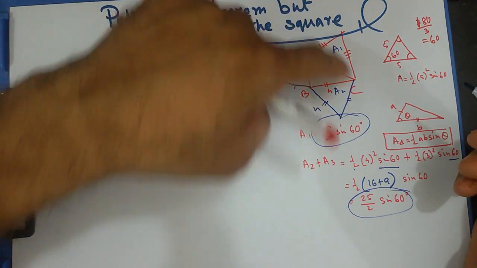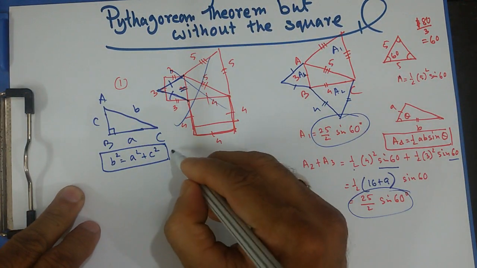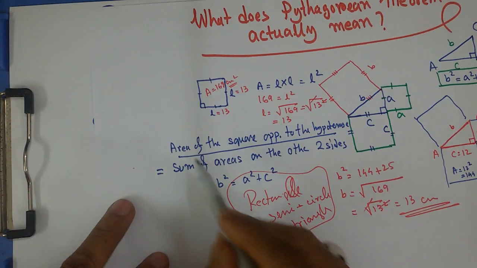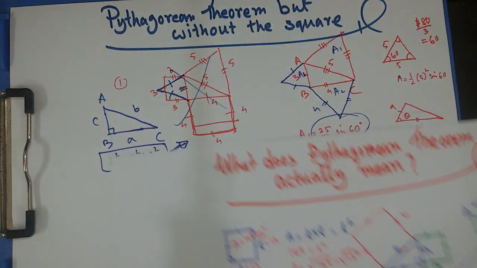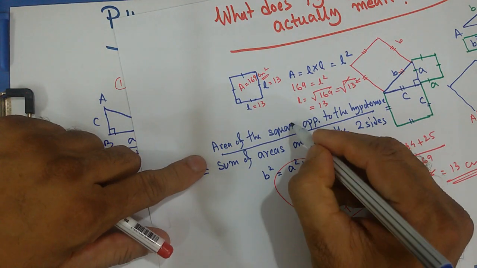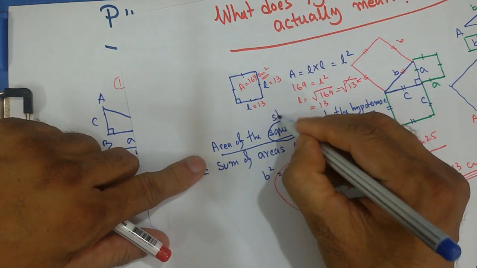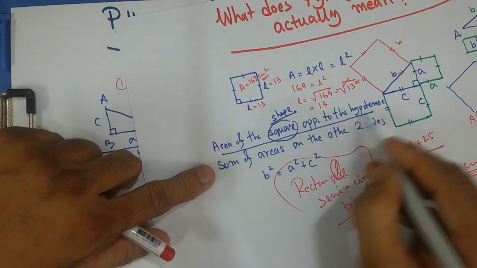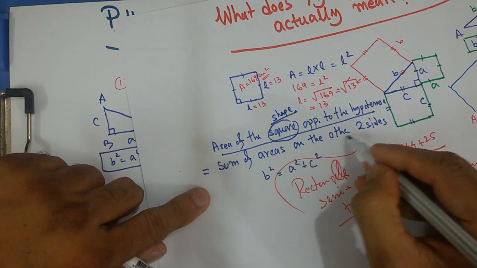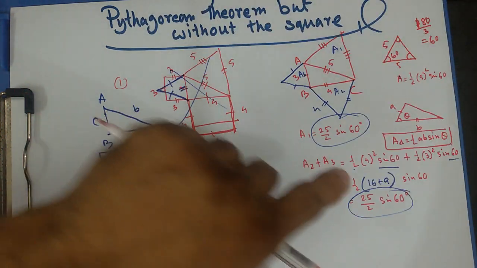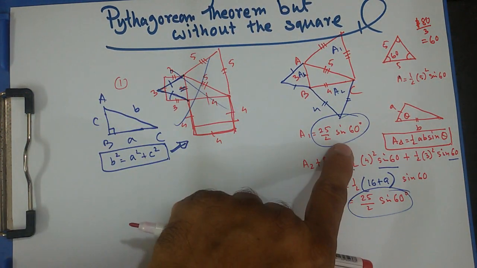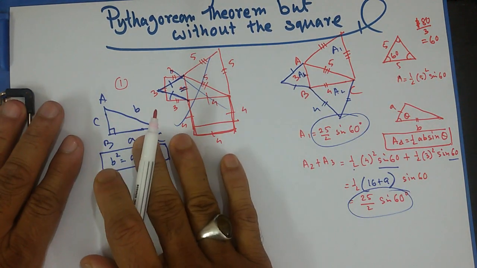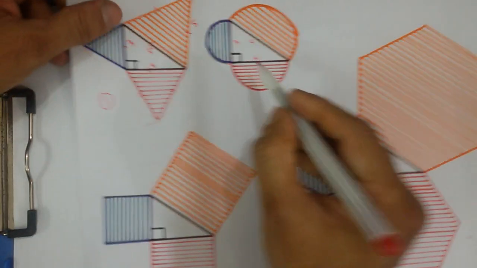So whenever I have an equilateral triangle, it's true for this one. Okay, because remember the Pythagorean theorem, what does it mean? Area of the square opposite the hypotenuse, so instead of square, the area of the shape opposite to the hypotenuse, equals the sum of the areas on the other two sides. So these two sides' areas, the summation of that equals that. So it actually gives us the exact formula for that one. Okay, let's do this one.